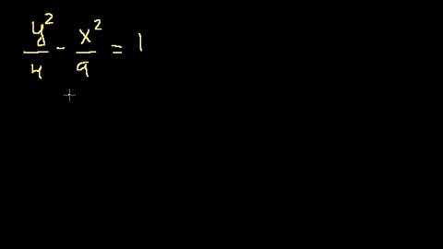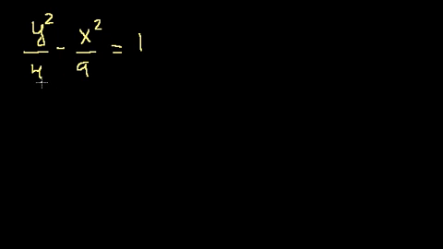In the last hyperbola video, I didn't get a chance to do some concrete examples, so I'll do that right now. So let's say I had the hyperbola y squared over 4 minus x squared over 9 is equal to 1. So the first thing to figure out about this hyperbola is what are its asymptotes.